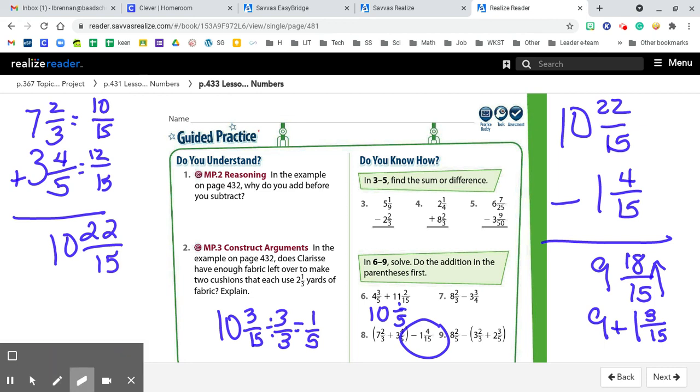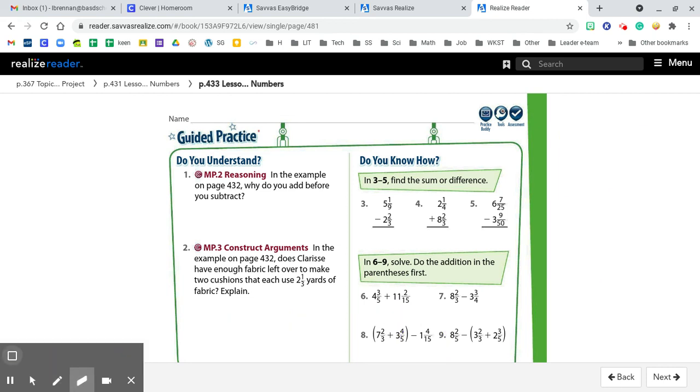Ooh, that's a lot of work. It's a lot of work for a 5th grader, in my humble opinion.